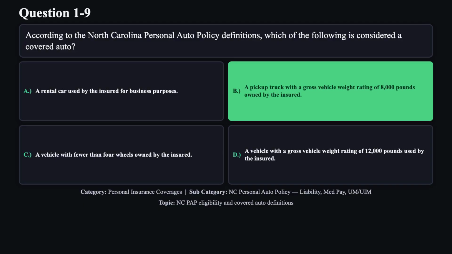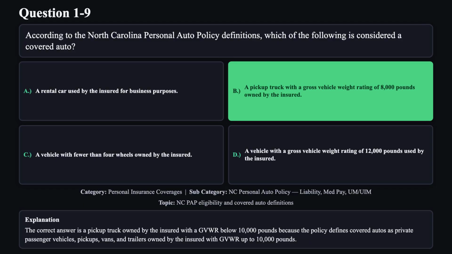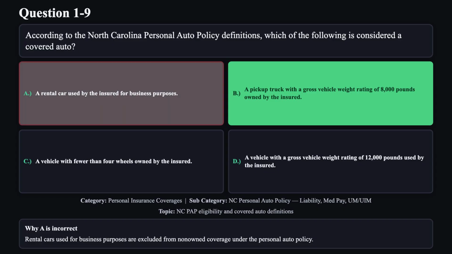The correct answer is B. The correct answer is a pickup truck owned by the insured with a GVWR below 10,000 pounds because the policy defines covered autos as private passenger vehicles, pickups, vans, and trailers owned by the insured with GVWR up to 10,000 pounds. Reason A is not correct.